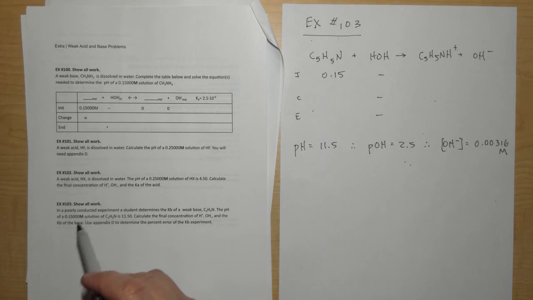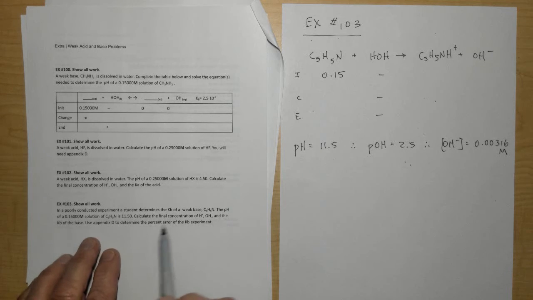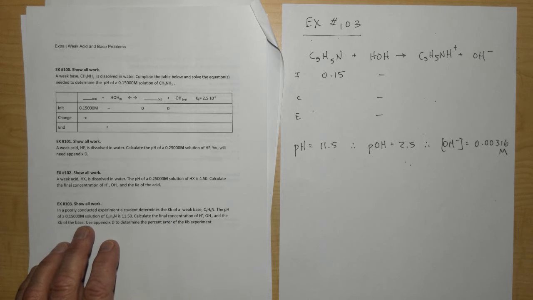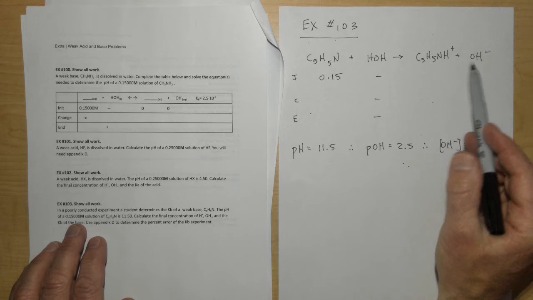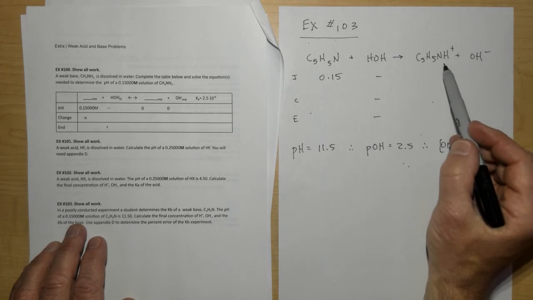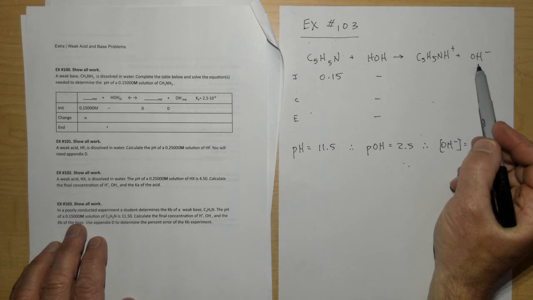Okay, this is example 103 right here. Find the Kb of a weak base, C5H5N. Here's my balanced equation. When in doubt, react with water. It's a proton acceptor, and I get some OH minus right here.